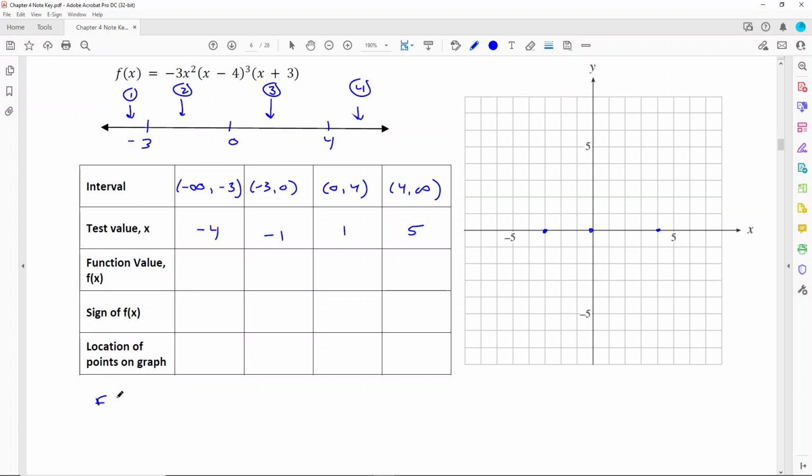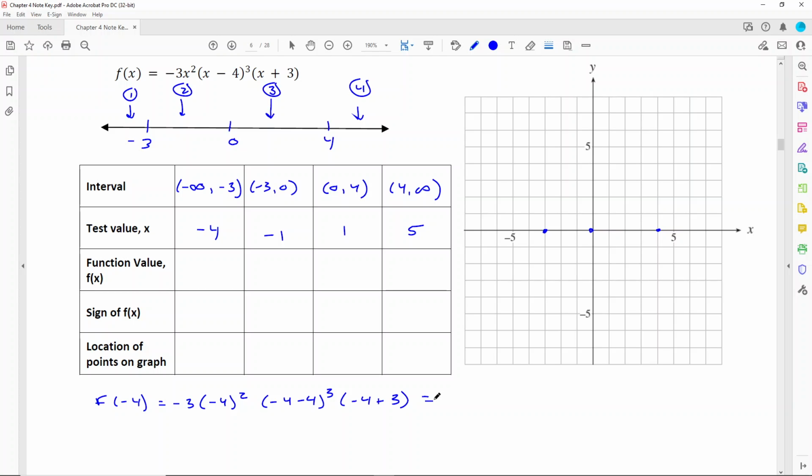But what you do is you now plug those in. So I'm going to plug in x is negative 4. I get negative 3 times negative 4 squared times negative 4 minus 4 cubed times negative 4 plus 3. And you're going to type it into your calculator, so do practice this. I'm going to type in negative 3 times negative 4 squared. Make sure when you hit negative 4 squared, your calculator puts brackets around the negative 4. If it doesn't, you will need to put the brackets in there because it's negative 4 squared, not 4 squared. Then this is negative 8 cubed, and then times negative 1.